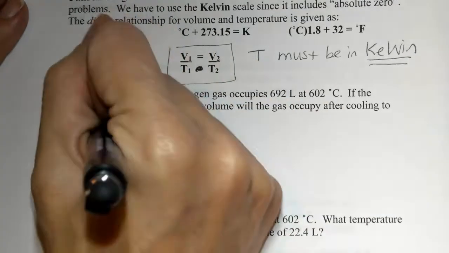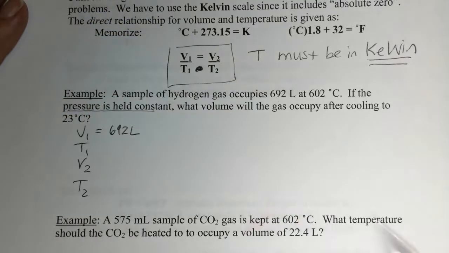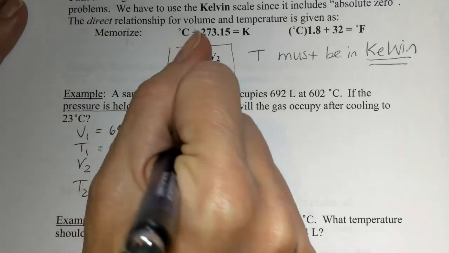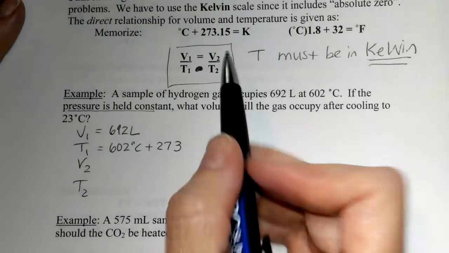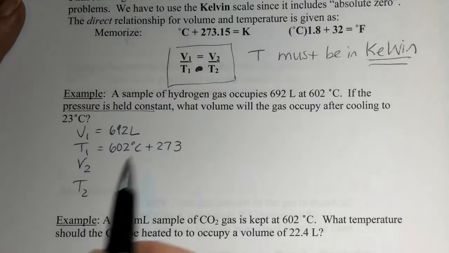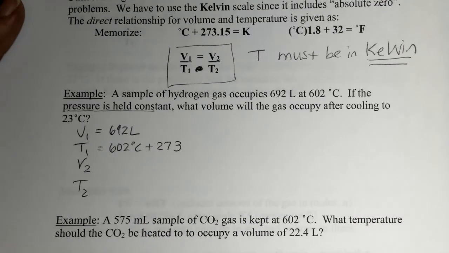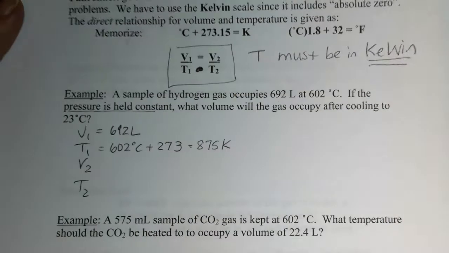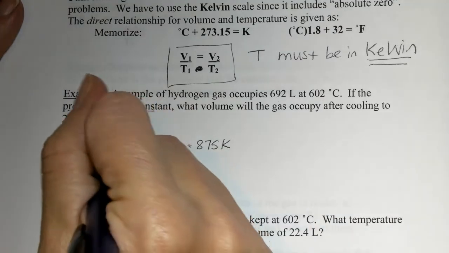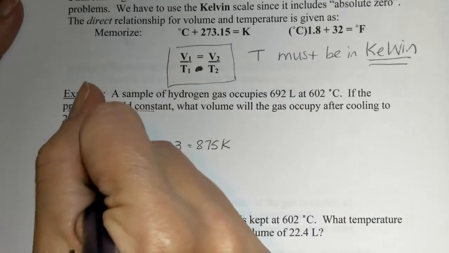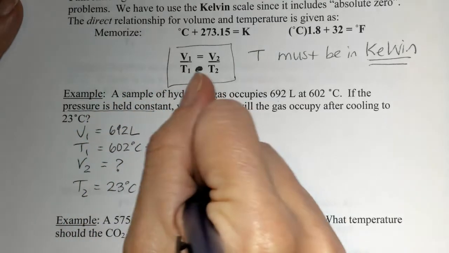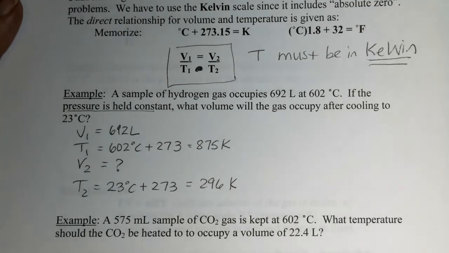My initial volume, 692 liters. My initial temperature was 602 degrees Celsius, but automatically I'm going to add 273. The 0.15 won't help me or hurt me because I'm going to round it to the ones place anyway, because 602 only goes to the ones place. So I'll keep this to the ones place, 875 Kelvin. All right, V2, I don't know, it's what I'm looking for. And T2 would be 23 degrees Celsius, again add the 273. So really that's 296 Kelvin.